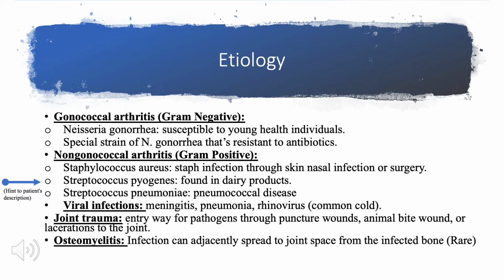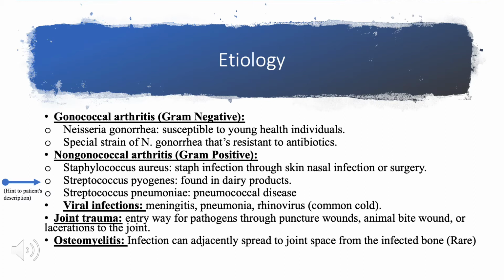The bacteria can cause a staph infection, which then can cause a skin infection or a nasal infection, and that infection can result in non-gonococcal arthritis. Other gram-positives like Streptococcus pyogenes can cause tonsillitis, pharyngitis, and other inflammation of the throat. Streptococcus pneumoniae is another common gram-positive that is known to cause a range of infections from ear and sinus infections to pneumonia and bloodstream infections.